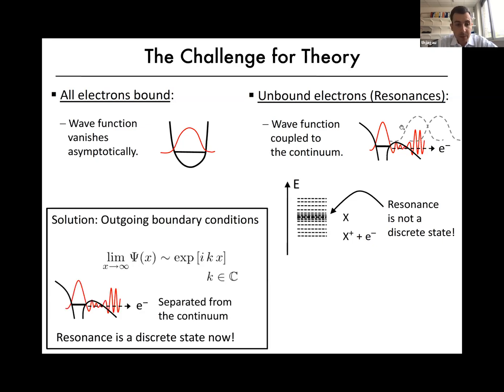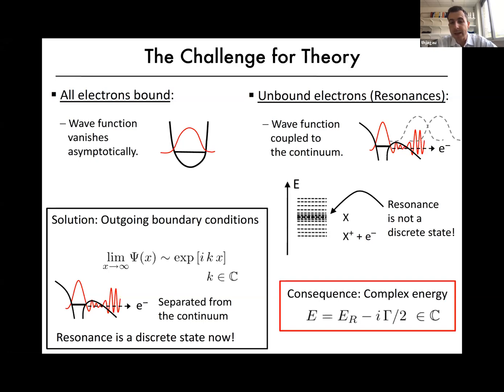Now, one way to solve this is to solve the Schrödinger equation with outgoing boundary conditions. So we look for solutions that asymptotically don't go to zero, but behave as a plane wave. If we solve the Schrödinger equation with this modified set of boundary conditions, the resonance becomes separated from the continuum. It becomes a discrete state. As a consequence, the energy, the eigenvalue that we get out, is now complex.